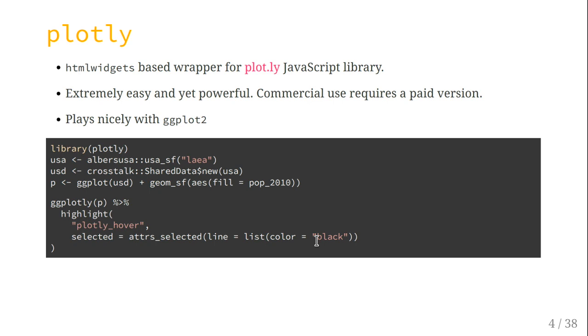Plotly plays really nicely with ggplot2. You can take a ggplot2 plot and convert it. This is your typical ggplot2 code: I have data, I call geom_sf on it. Now I'm just going to do ggplotly on it, and I'm going to add a highlighting effect so that whenever I'm moving over a polygon, it gets highlighted.